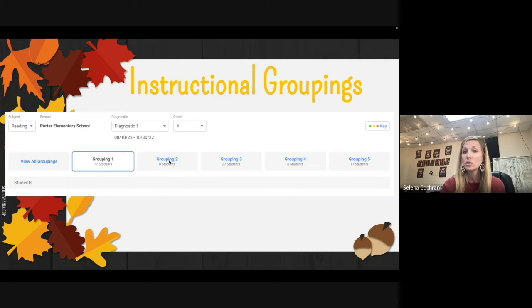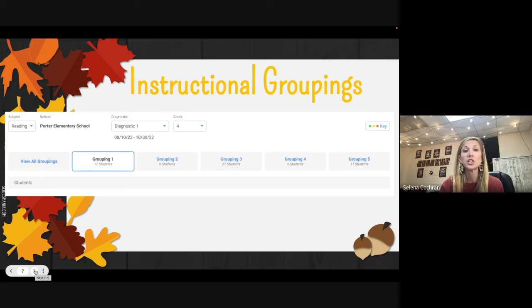Then you can see here, no students in group 2, 27 students in group 3. And that's probably your on-level students. And I didn't share with you student information here. And then you can see 6 students in group 4, 11 students in group 5.